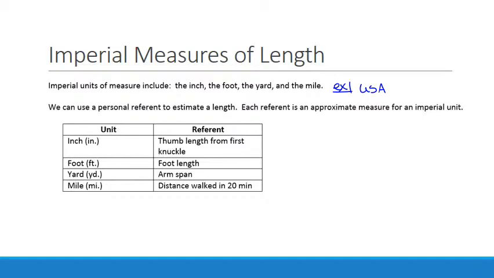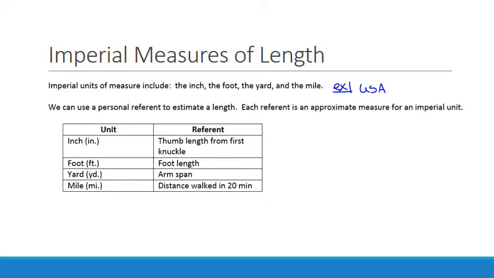So the background of imperial measurements is that people used to measure things based on common objects, such as parts of their body. So you can use a personal referent to estimate a length. Each referent is an approximate measure for an imperial unit. So it's really a reference point, a reference.